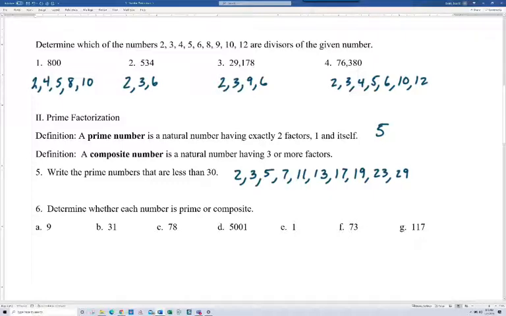All right, let's look at number 6. It says determine whether each number is prime or composite. So there's a nice easy way to do this. You can either tell just because you know your factors, or there is a nice systematic way you can do this, which I'll mention in a minute. So certainly 9 is not prime because 3 is a factor other than 9 and 1, and so it would be composite. If you check 31, it has no factors other than 1 and 31, so that would be prime.